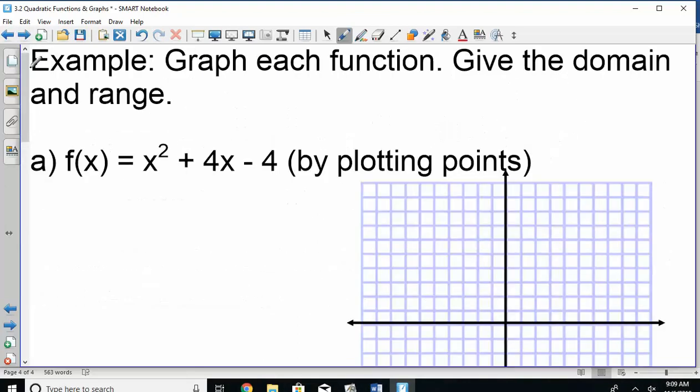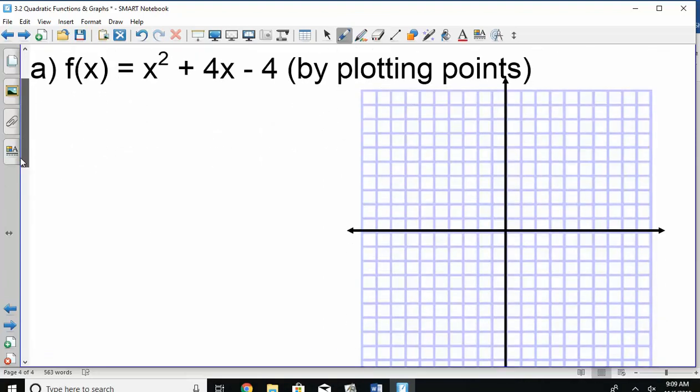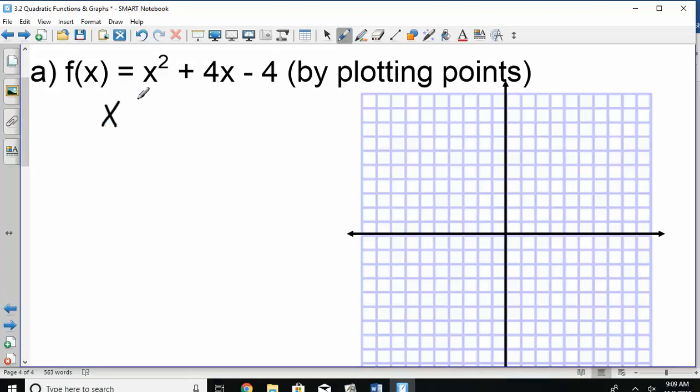So now let's graph. I'm going to put something up here. If I told you to graph this one just by plotting points, because it is not written so that I could do transformations to graph this, let's see how that works. Give me a number. What do you want to plug in? 0. Everybody likes 0. And that gives us -4.